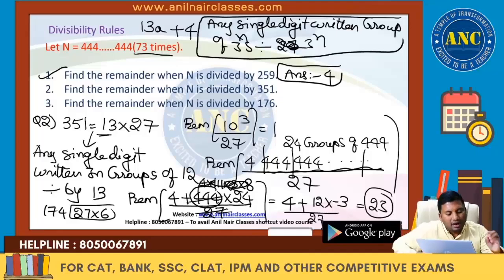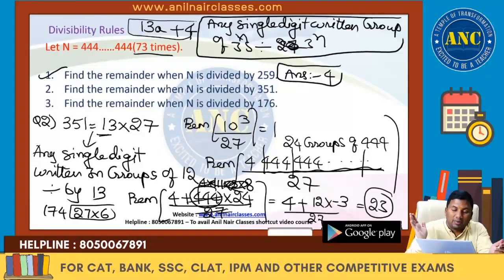Again, I am repeating. 351 is 13 into 27. Any single digit written in groups of 12 is always divisible by 13. Groups of 12 means 73 sixes: 12 6s are 72, and 1 four is left. 1 four will be left when divided by 13. Check with the answer option. We are doing it by 27.